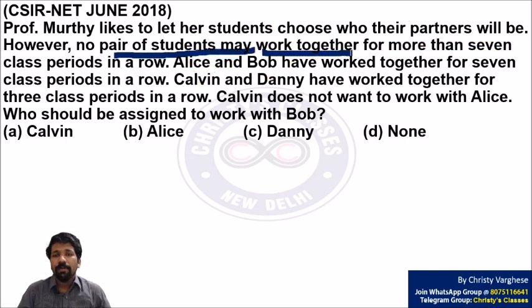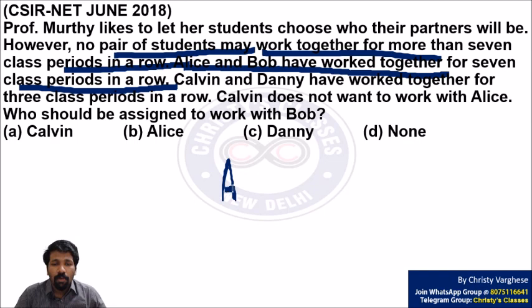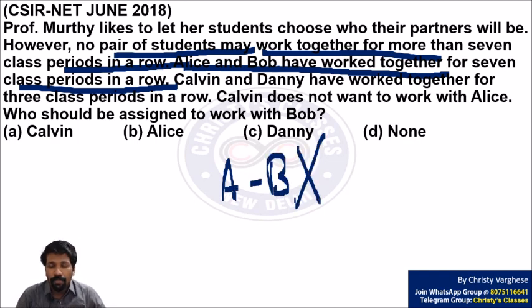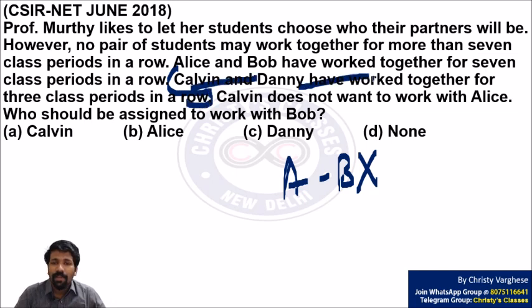No pair of students may work together for more than 7 class periods in a row. And Alice and Bob have already worked for 7 class periods in a row. That means Alice, Bob already worked for 7 class periods means they cannot work anymore. We express that information that Alice, Bob cannot be partners. Calvin and Danny have worked for 3 class periods. That is just an irrelevant data because that has nothing to do with the question.